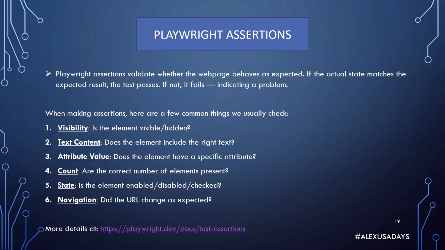When making assertions, here are a few common things we usually check. Visibility: is the element visible or hidden? Text content: does the element include the right text? Attribute value: does the element have a specific attribute? Count: are the correct number of elements present? State: is the element enabled, disabled, checked? Navigation: did the URL change as expected?